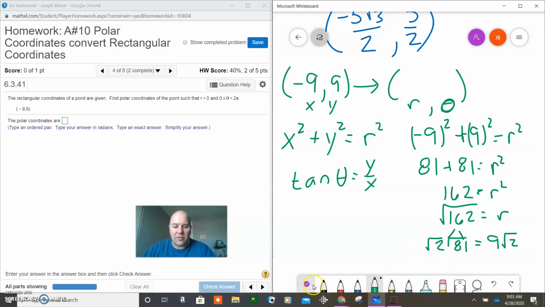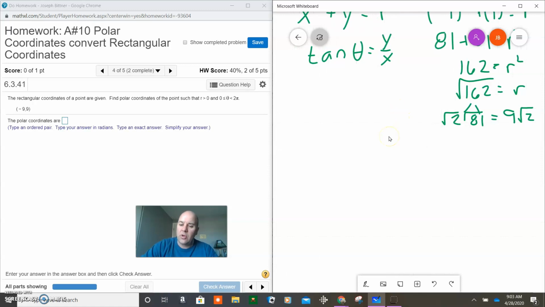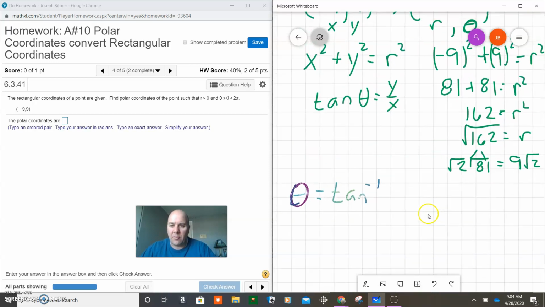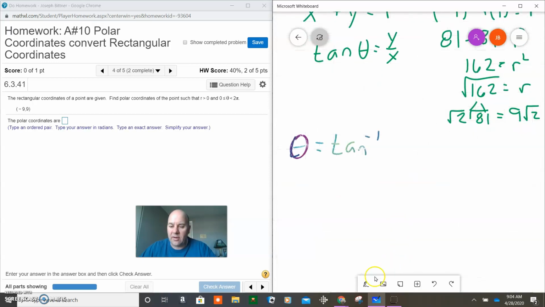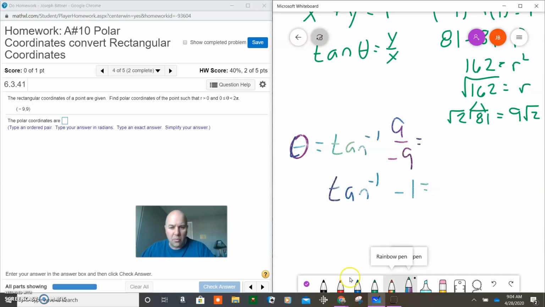Now, let's talk about the theta. This is a little bit trickier. You're using your unit circle. So what you should know, first of all, I'm going to use a different color here. I can just actually say theta equals the arc tangent of y over x. I'm sorry, I forgot what was y and I forgot what was x. 9 over negative 9. So 9 over negative 9. Now, basically I'm looking for when is tangent equal to negative 1.